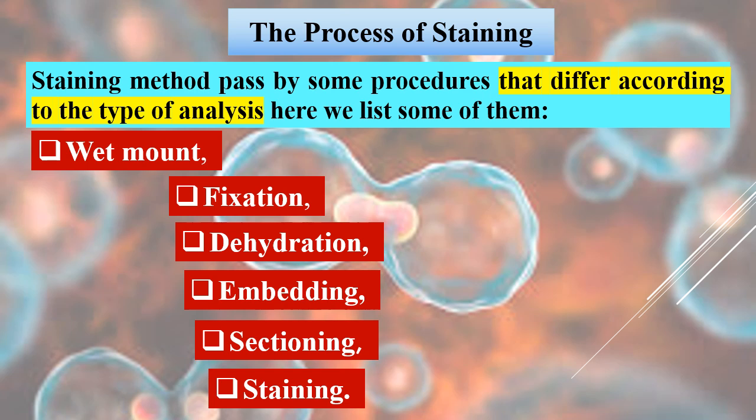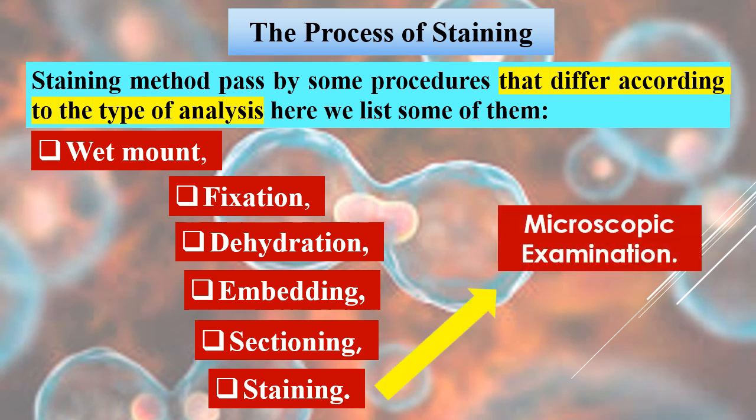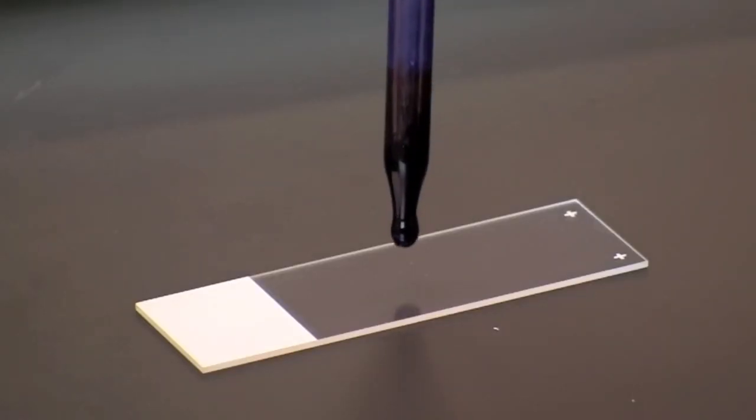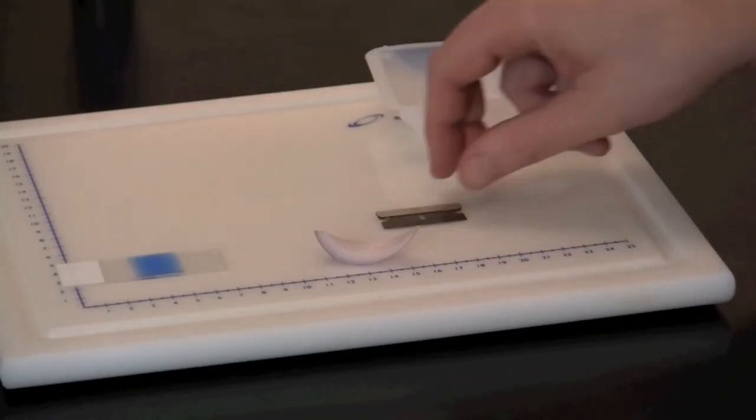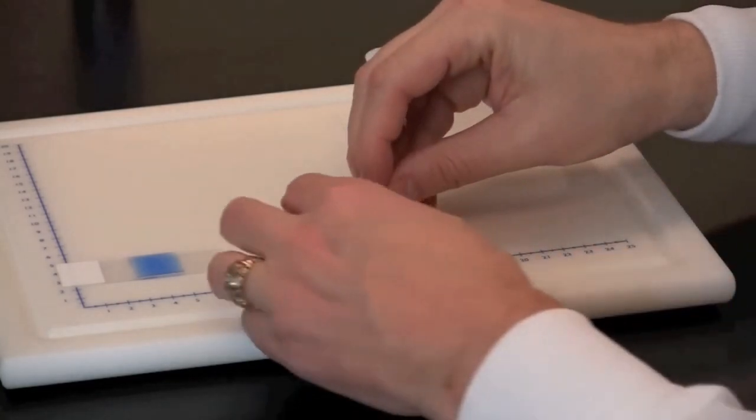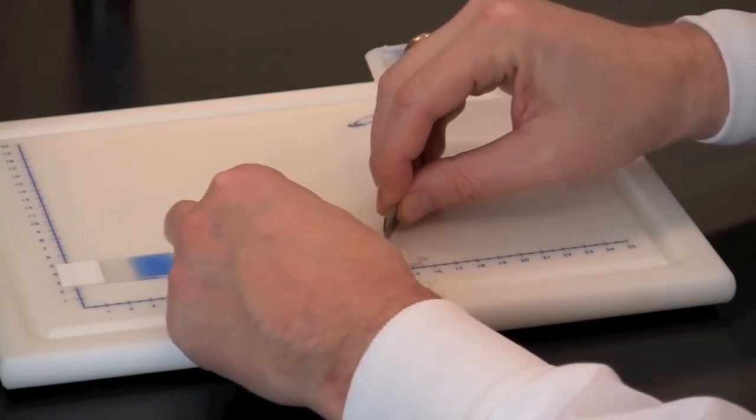And when reaching staining after that, we can do a microscopic examination of our cells or of our tissues. To make a wet mount of onion cells, place a drop of Fast Blast DNA stain on a microscope slide. Take a small piece of onion.